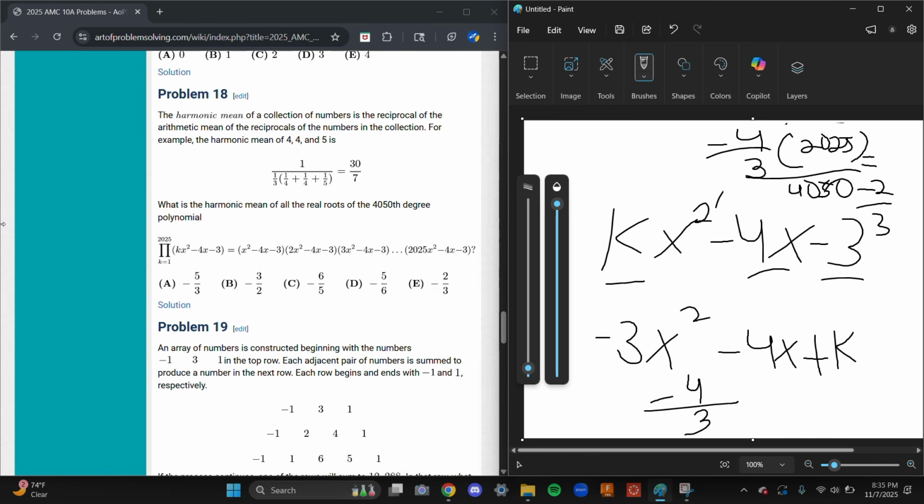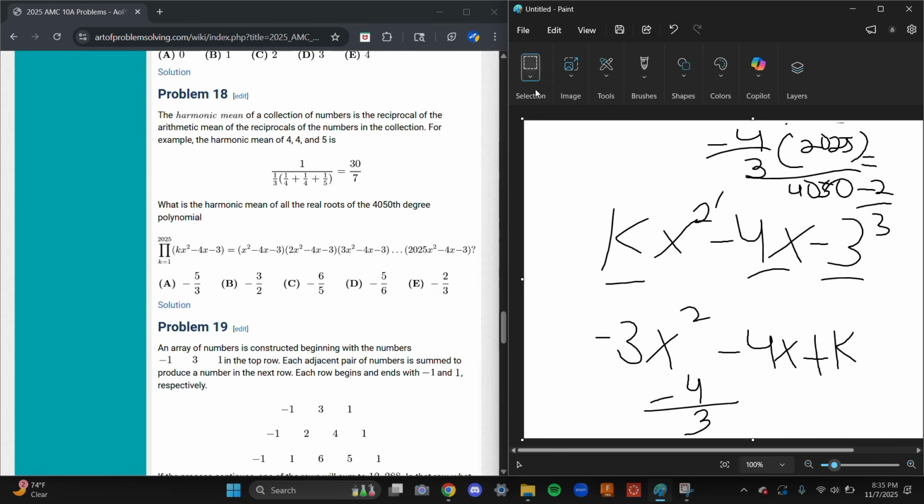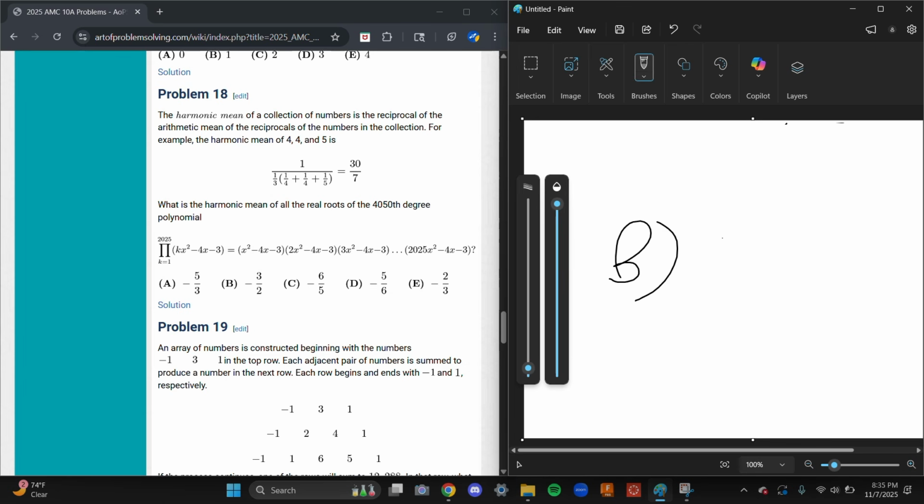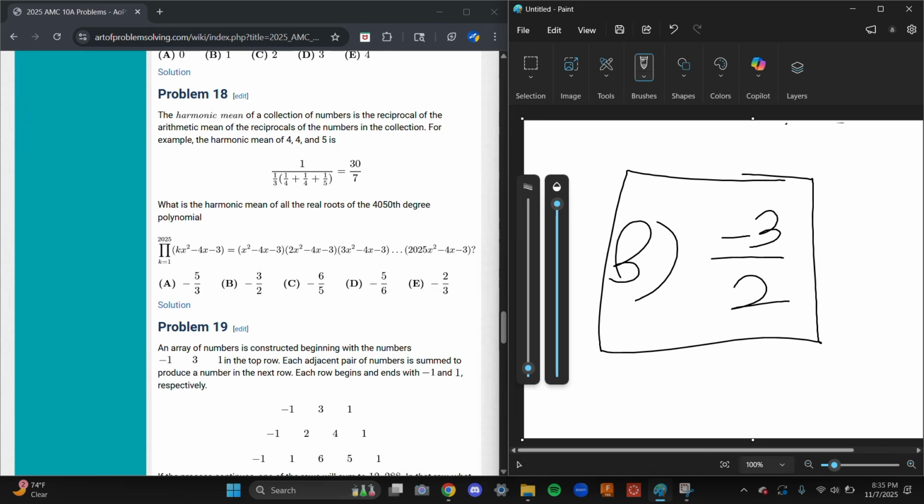And since the harmonic mean is just the reciprocal of the arithmetic mean, the answer here is just going to be negative 3/2, or B, right? It was such a quick and easy solution that way, using Vieta's formulas. So the final answer for problem number 18 here is going to be B.